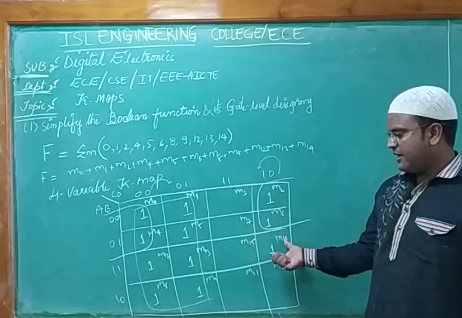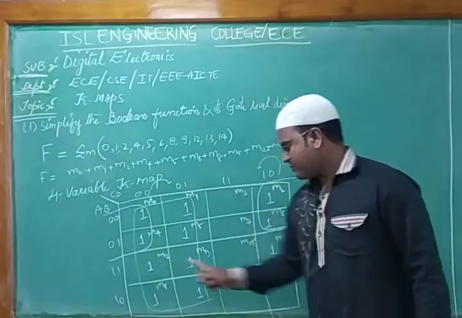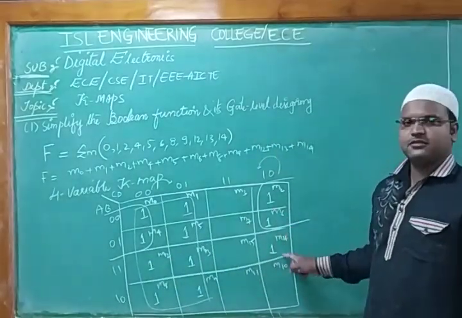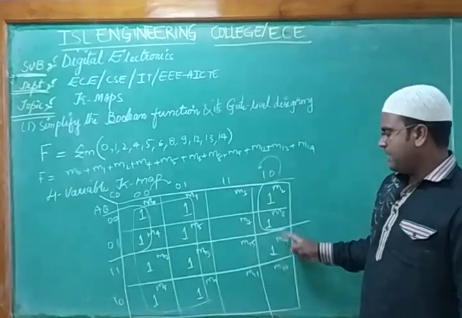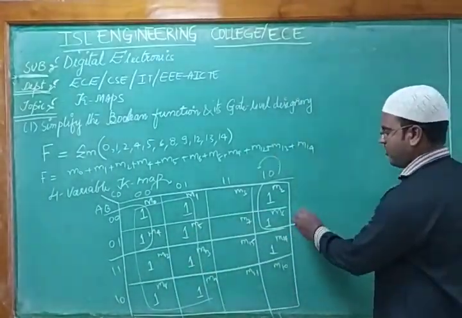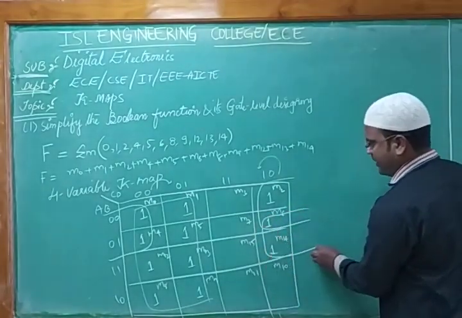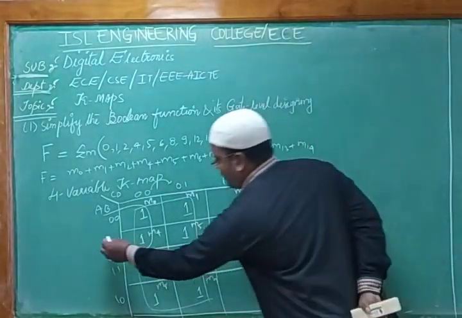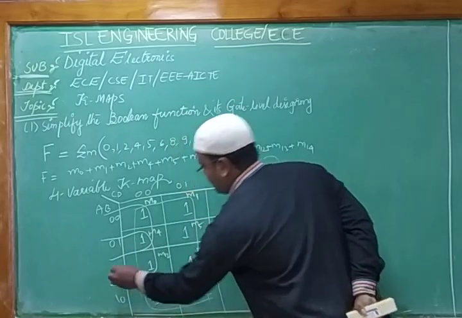For this one, what can I take? I can combine this one with this one, or I can combine like this, because the possibility is making this 2 and this 2 combination. Again I can make it as one quad. I'm combining this one with this particular one.